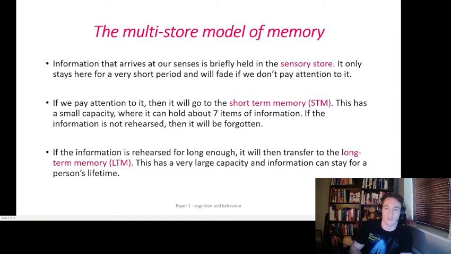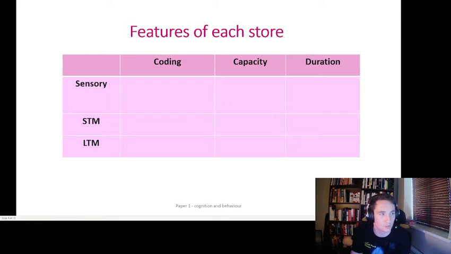So I've talked about all of this. This is about information being held in our sensory store, paying attention to it, goes to our short-term memory. And if it's rehearsed long enough, it goes to our long-term memory. Now, some things extra that you're going to need to know for GCSE psychology is, well, this table, essentially.